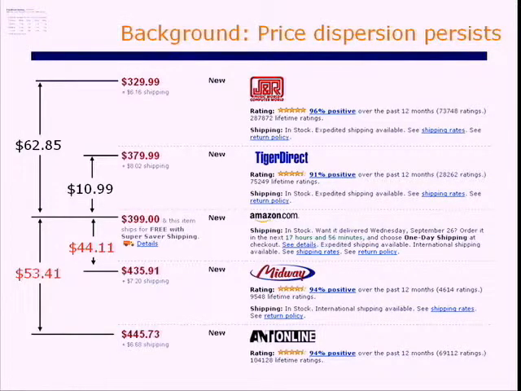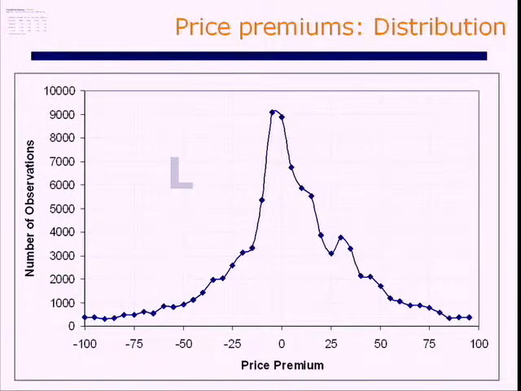So Amazon has a price premium of $10.99 over Tiger Direct and $62 over JNR, and a negative price premium over the other two. So you might conclude, okay, this is probably an isolated case. I mean, this is Amazon's platform, this is Amazon's price. Maybe people aren't seeing this page, maybe they're just going and clicking on it. That's not really the case.